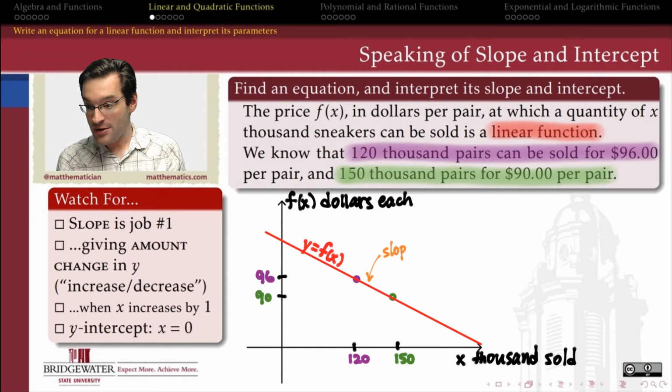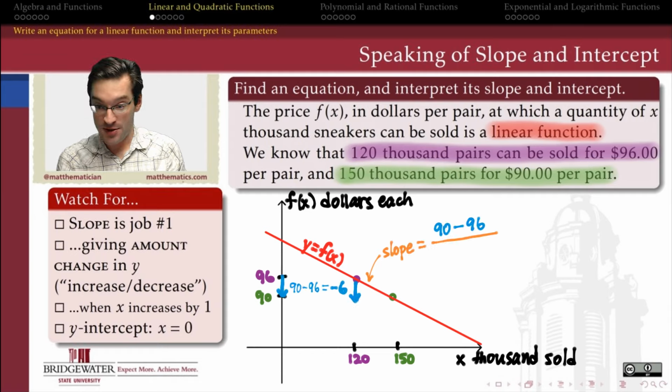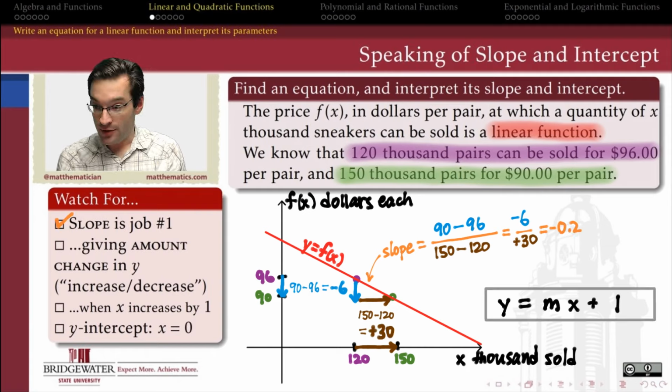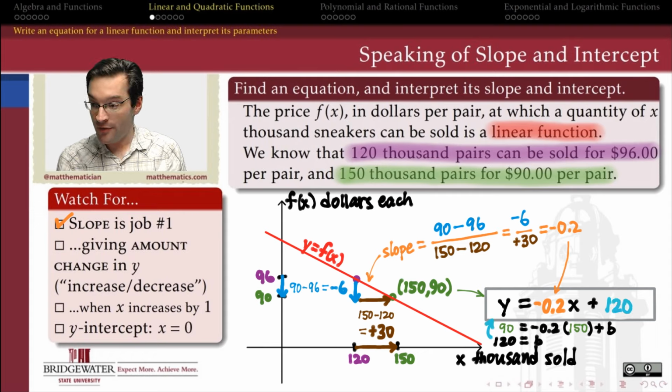I can find an equation for it by first again finding the slope, which is the difference in y values divided by the difference in x values. I find that quotient, and that number is -0.2. If I want to use slope-intercept form, I now know that the slope I can use is -0.2. To find the intercept, I just need to take one of my points, say 150, 90, plug it in for my x and y, and then solve that equation for b. I find out b is 120.